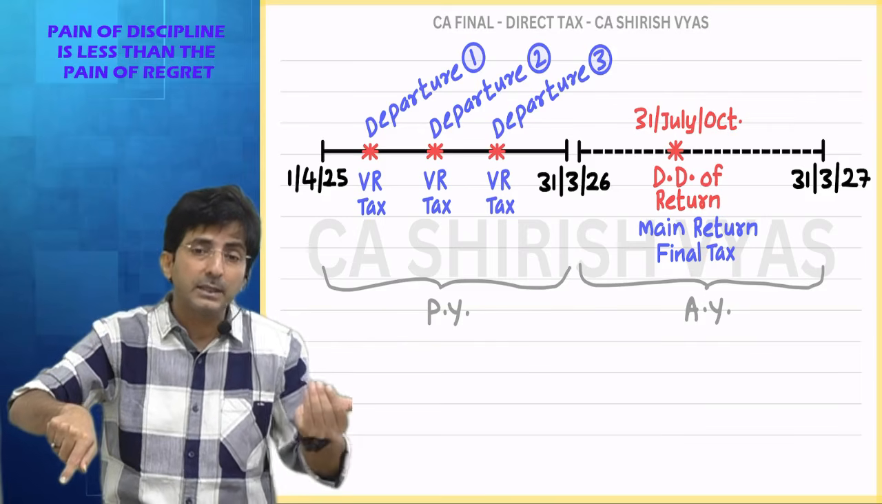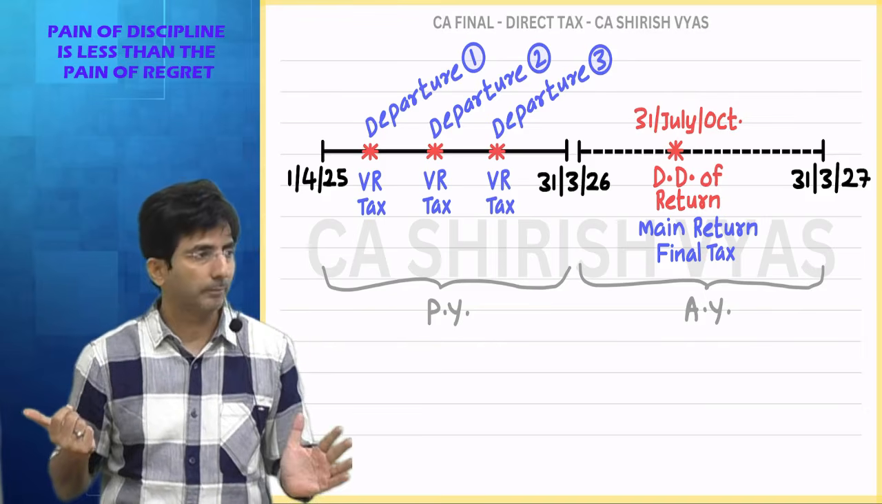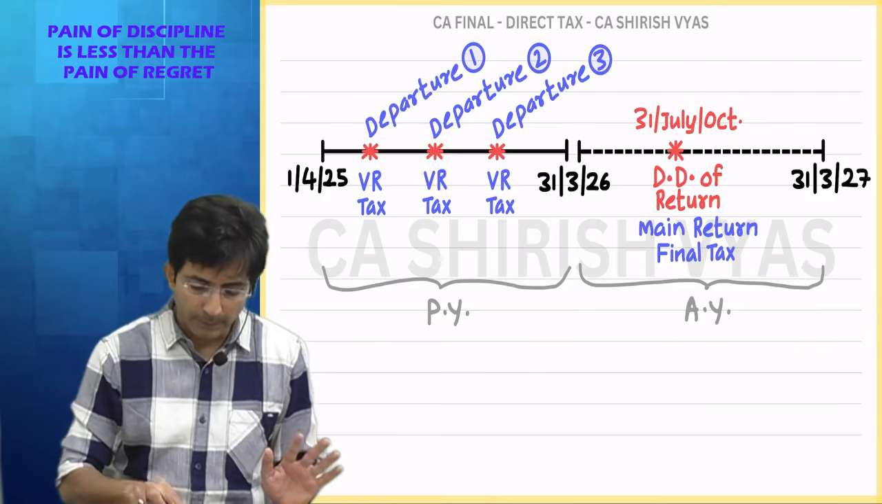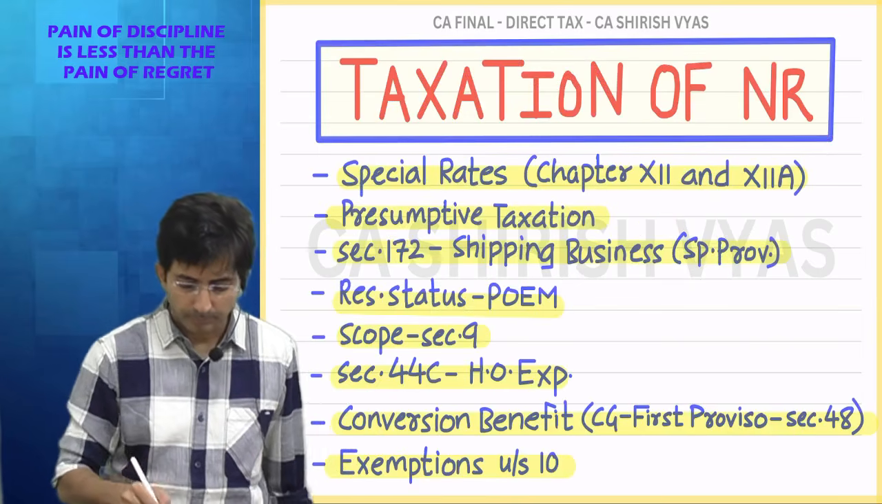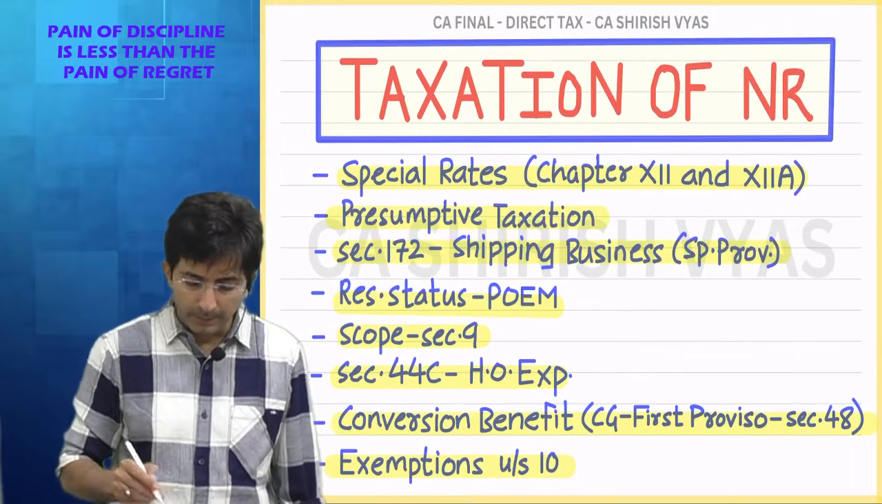Okay. Voyage return section is 172(3). Main return section is 139(1). Okay. So this completes what? This completes section 172. Okay. Now what is remaining in this chapter, you know?